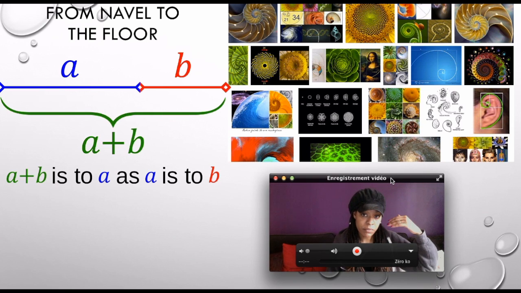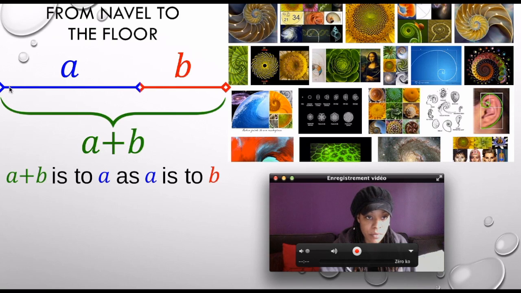So to try to give you a quick understanding, which is very difficult to do, but I'll do the best I can. Phi is the measurement of lines. Pi is circles. Phi is lines, okay? So what we have here is a straight line, and then we're going to divide it into A and B. And A plus B is to A as A is to B. So this is the formula of phi. That's what it has to be.